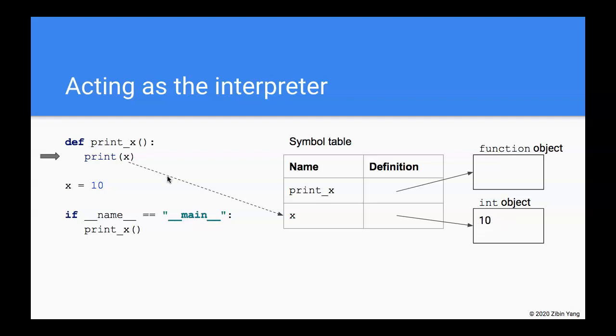So it's able to print that out on the screen, and that's why it's able to work, even though x, at least the way the code looks, seems to have been defined after the definition of the function.